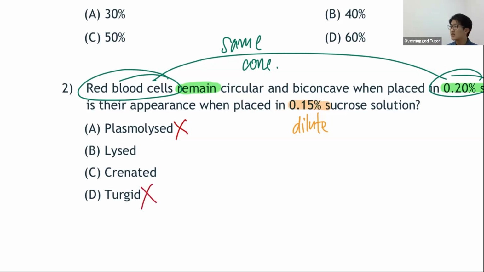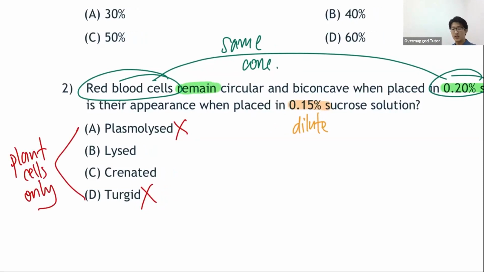Yes, plasmolysis and turgidity are only for plant cells. Okay, so plasmolysis and turgidity are only for plant cells, so we should not even be thinking about them. Okay, so yes, I'm looking at the correct things. Very good. So in a dilute solution, will the 0.15 or the red blood cell have a higher water potential?